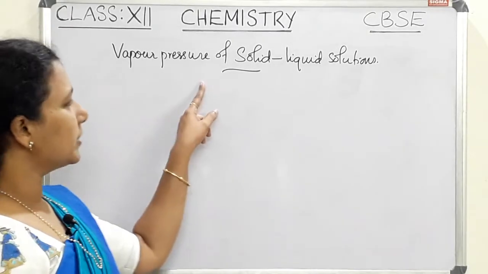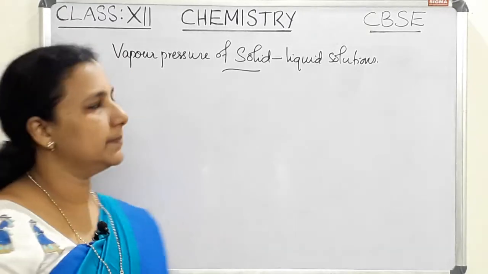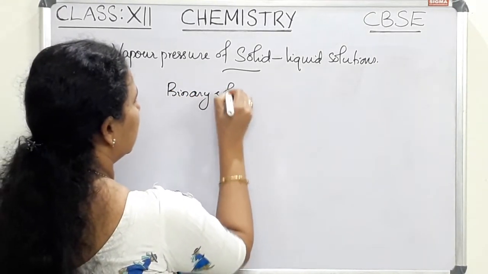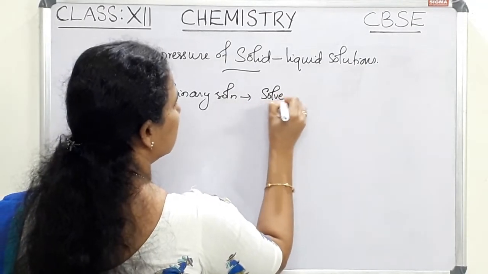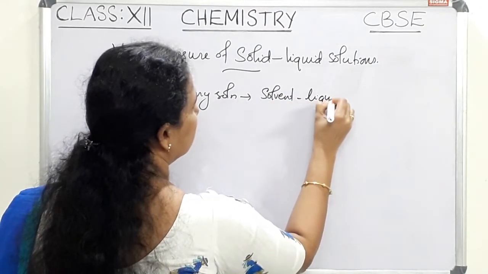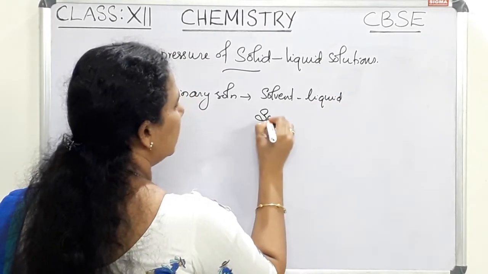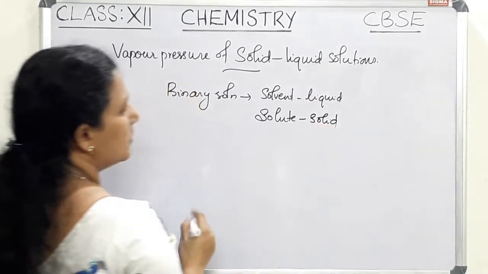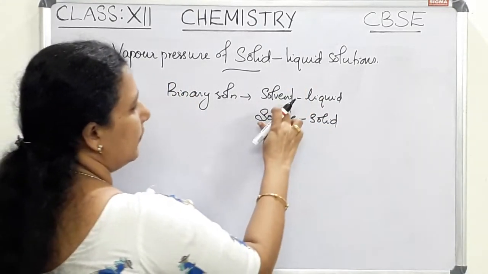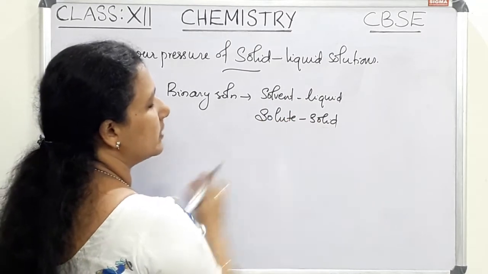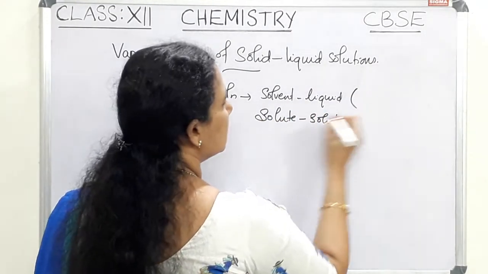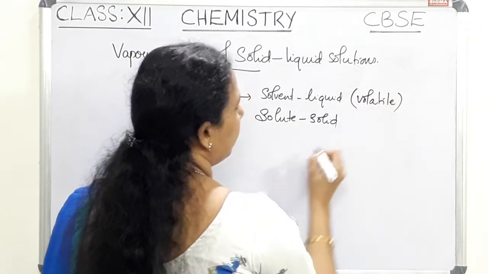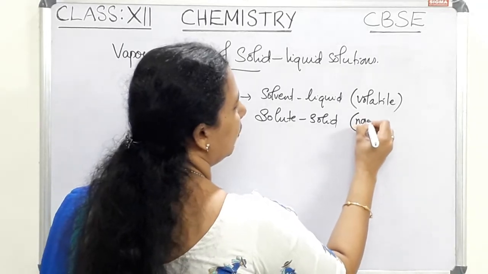Now let's see the vapor pressure of solid liquid solutions. Consider a binary solution where the solvent is a liquid and solute is a solid. So this is a solid liquid solution where the solvent is a liquid and the solute is a solid, and this solvent, this liquid, is volatile and this solid is non-volatile.